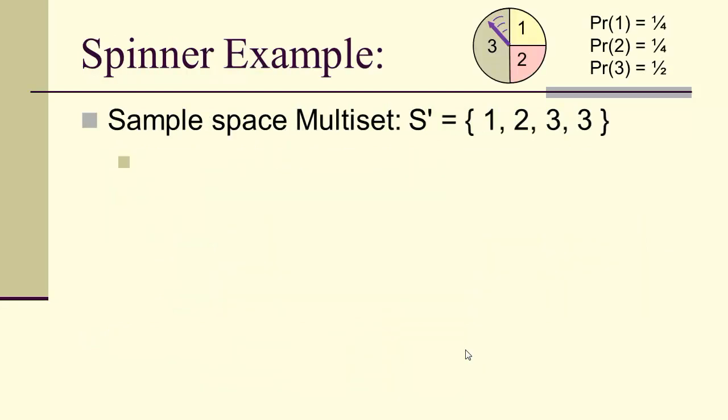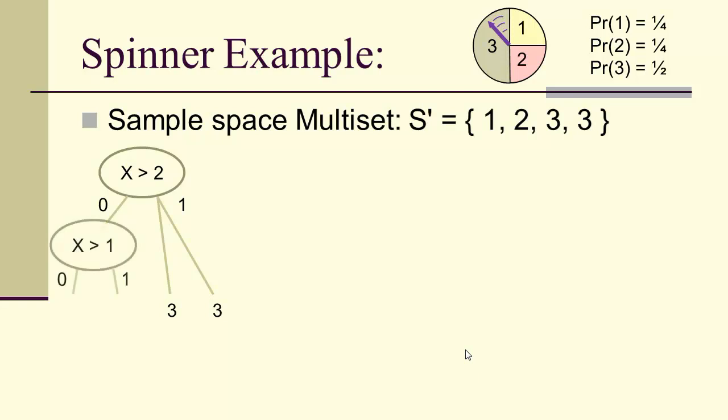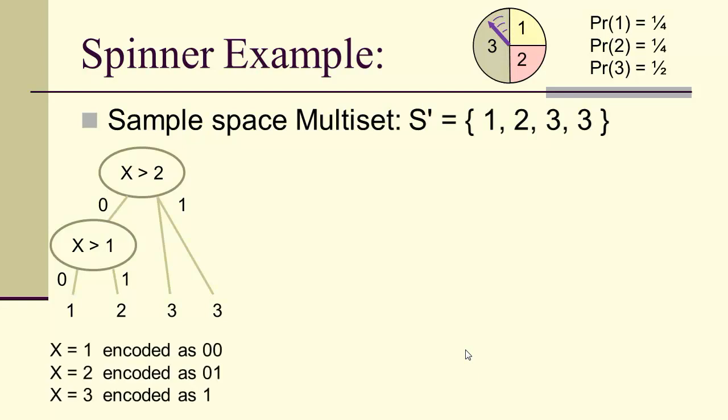So last time we had a spinner example where the probability of 1, 2, and 3 was a fourth, a fourth, and a half, and we encoded that in the following way. We need 2 decisions to separate the 1 and the 2, but we only need 1 decision to get both 3's. So therefore 1 and 2 are encoded with 2 bits, whereas 3 only requires 1.